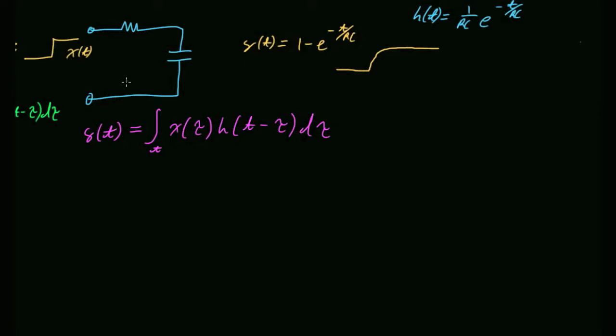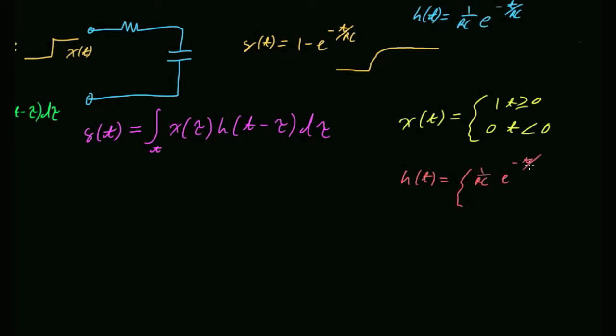Okay, so x of tau, we know that our input x of t is 1 for t greater than 0 and 0 for t less than 0, right? That's my step input. Okay, that's good. And my h of t is the same thing. H of t is 1 over RC, e to the minus t over RC for t greater than 0, and it's 0 for t less than 0. Are we in agreement? Okay.